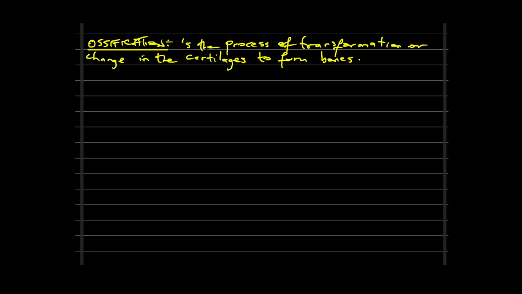So we have ossification, which is called the transformation or the change of cartilages to bones. Cartilage is much softer than bone, but may be strengthened by the presence of elastic fibers of collagen, and cartilages also prevent bones from being worn out. Those are part of the functions of cartilages, which we will be talking about shortly.